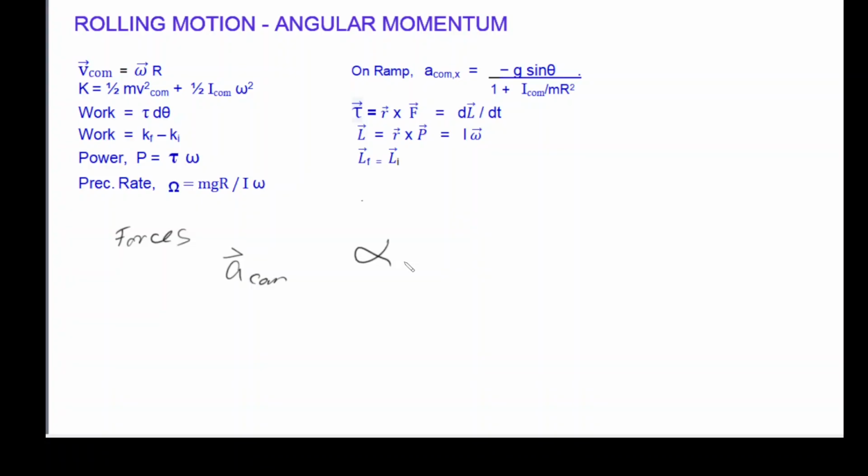If the wheel does not slide, the frictional force is a static force, F sub s, and the acceleration of the center of mass, a of the center of mass, is alpha times r. So let's take a look.